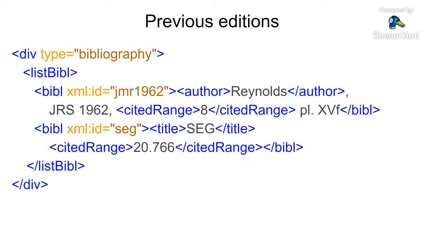We can use these unique identifiers also in our div type bibliography in order to describe our bibliography and give it again a unique identifier that we can point to when we want to attribute something in the document to something in this bibliographical item.